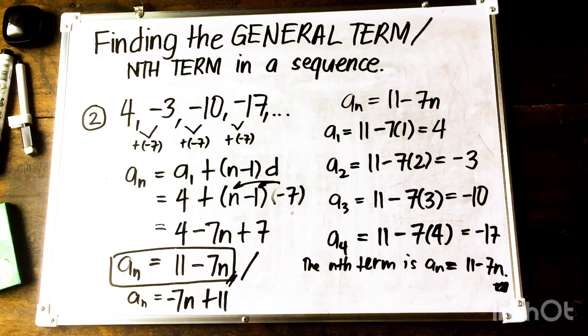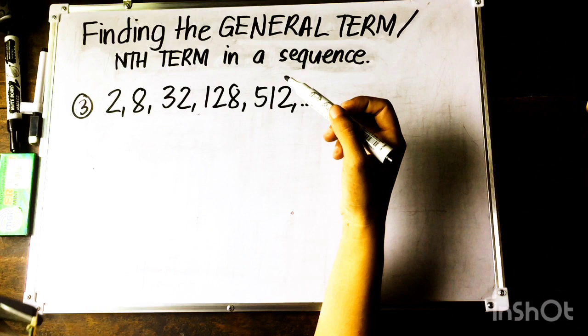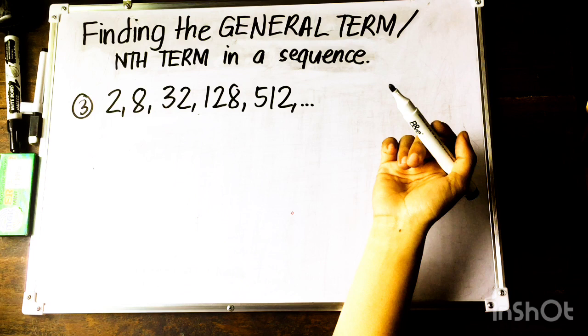Let's have the third example. Here, we have 2, 8, 32, 128, 512, and so on. Now, the first thing to do is to check its pattern. The question is, ano ba yung pattern natin for this example? Is it still applicable to the first two examples?